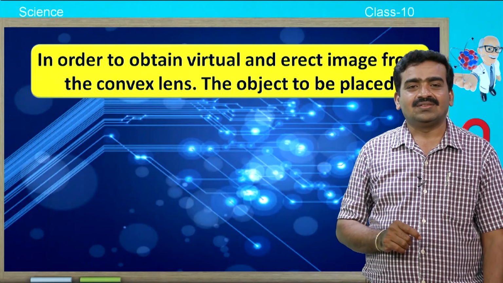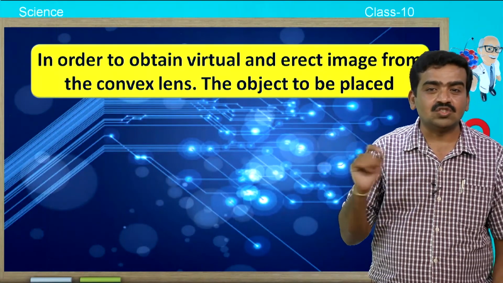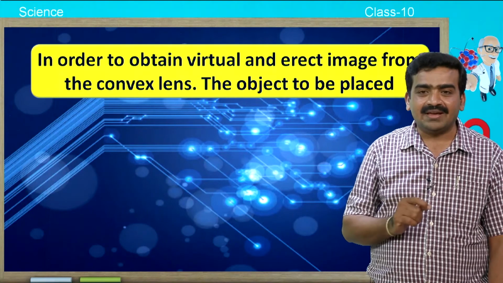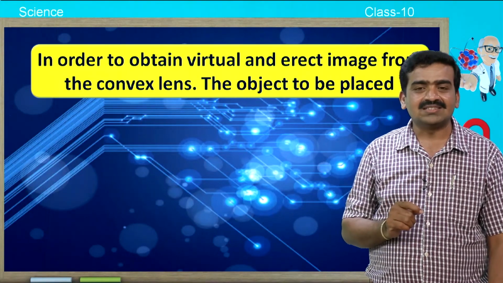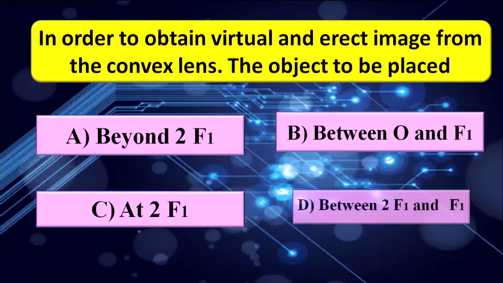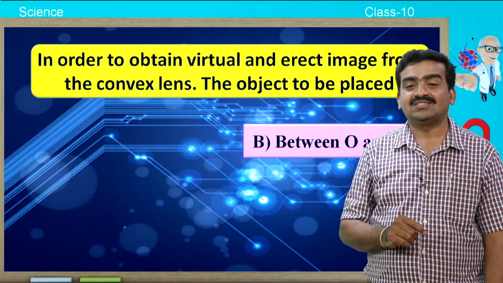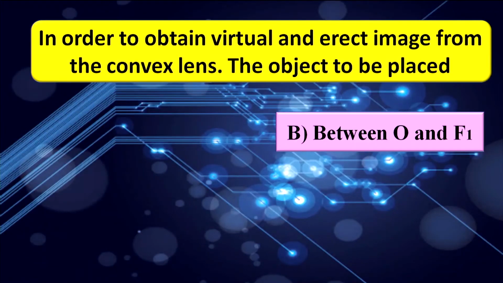Then you have another question. The question is, in order to obtain a virtual and erect image from the convex lens, the object has to be placed at. The four options for this question are A, beyond 2f1; B, between O and f1; C, at 2f1; D, between 2f1 and f1. Yes, what is your answer? Yes, the answer is B, between O and f1.